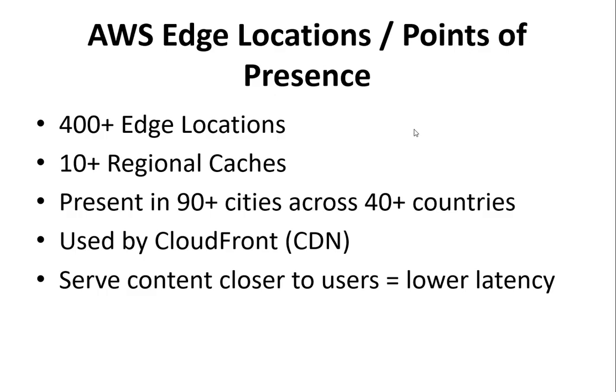Next comes AWS edge locations, or points of presence. So let's talk about edge locations, also known as points of presence. These are not fully blown regions, but small centers designed to cache and deliver content as fast as possible to end users. There are over 400 edge locations across 90 plus cities in 40 plus countries. When you use services like CloudFront, it sends content from the nearest edge, not from the original server, making your website or app feel much faster to users.